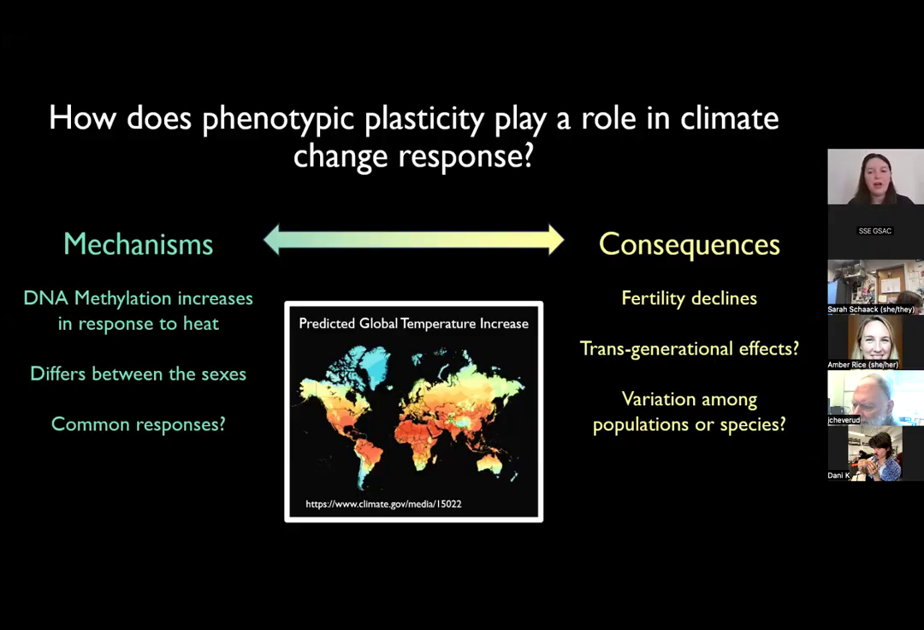And that's on our radar of things to do next. And then also as we start to build our number of species and populations, what are the variations? Does everyone see fertility declines? Is there more nuance in it? What can we generalize? And we can see that same kind of parallel in the mechanism.